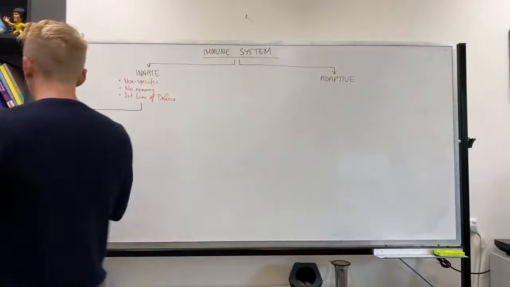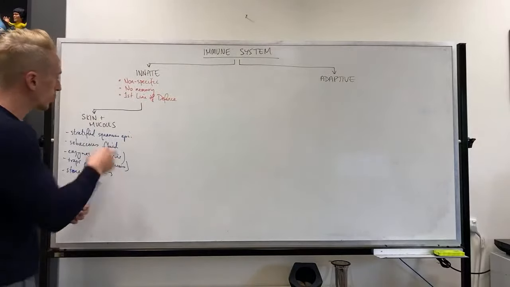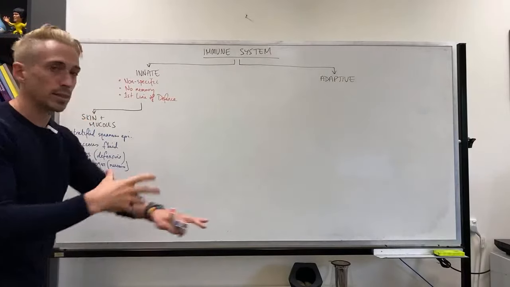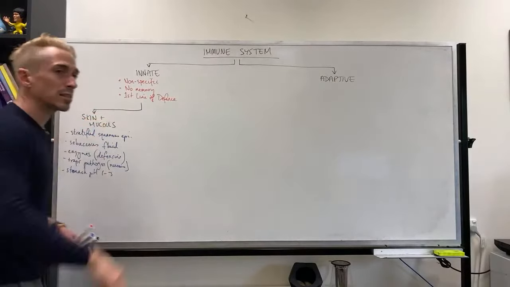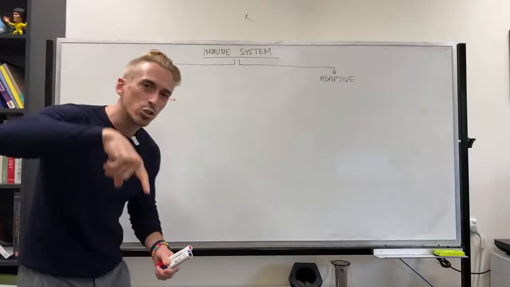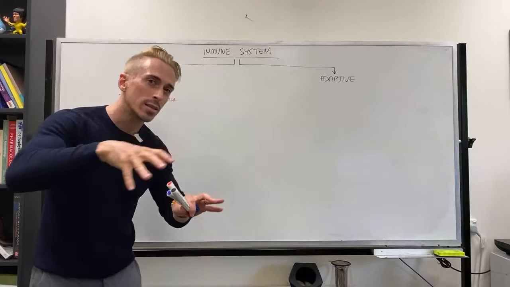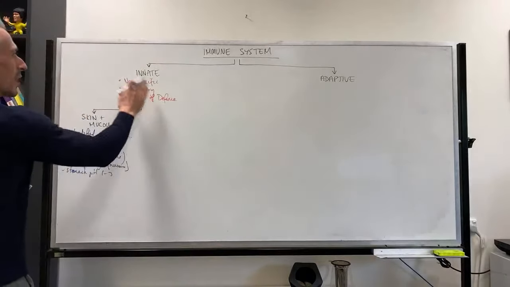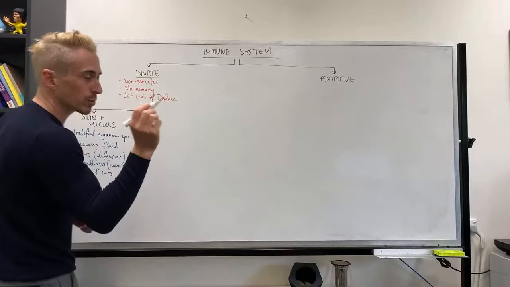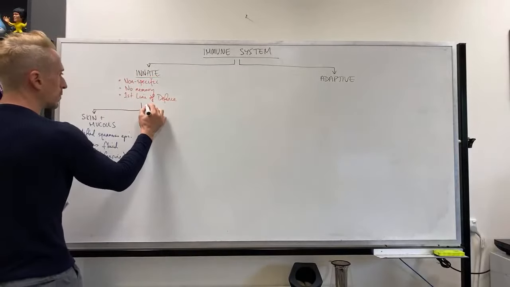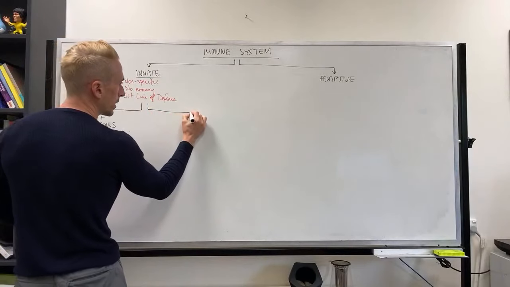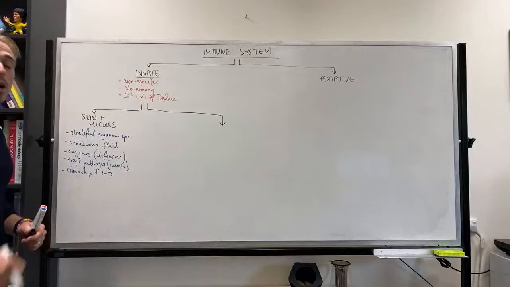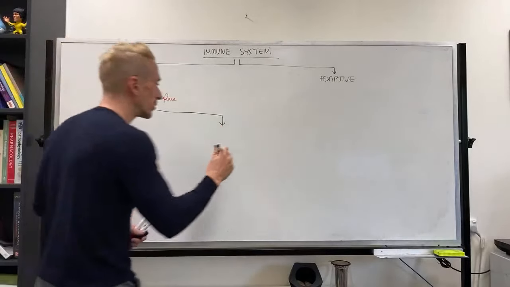Now, in addition to skin and mucus, sometimes these pathogens can move past our skin, maybe through breaks in our skin, for example. They can move past the mucus and get into the cells of our body, or between the cells, or within the blood. If this happens, we still have this innate non-specific response before we move to the adaptive response. So let's have a look at what this response is. This is now internal defenses, still non-specific.